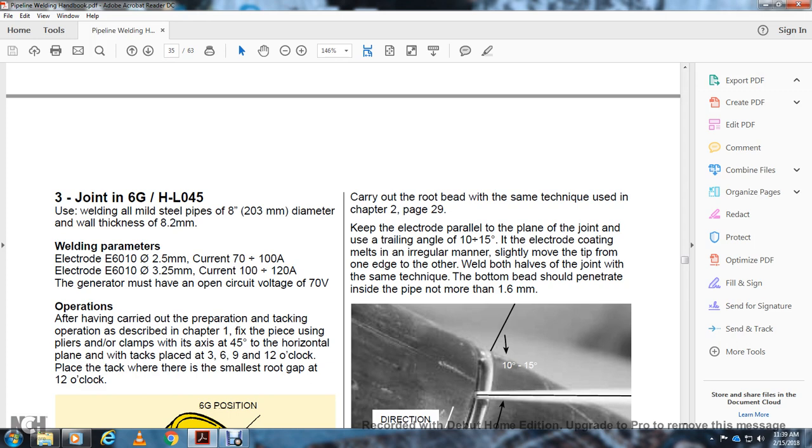2.5 millimeters, current 70 to 100 amps. The 6010 electrode, 3.25 millimeters, current 100 to 120 amps. The generator must have an open circuit voltage of 70 volts.